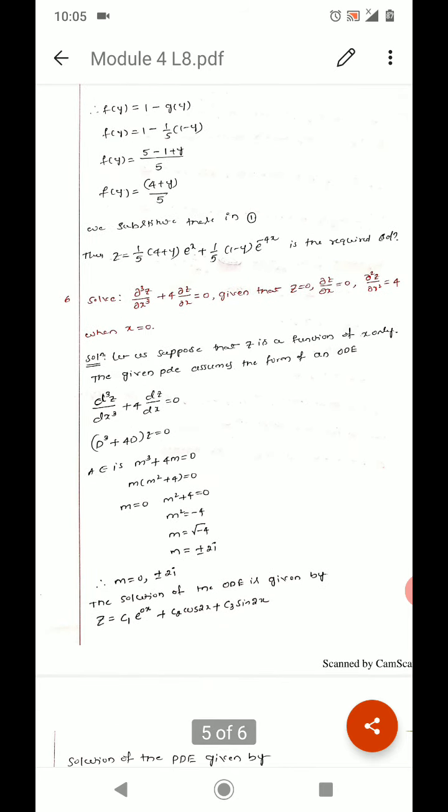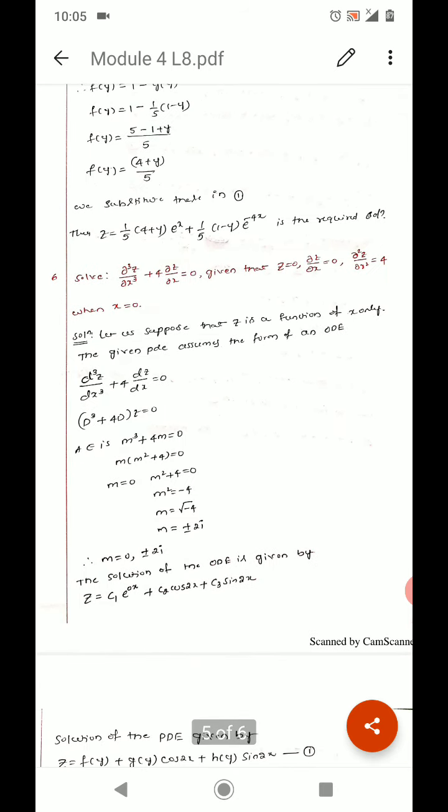So next we have the problem del cube z by del x cube plus 4 into del z by del x equal to 0. Given that z is equal to 0 and del z by del x equal to 0, del square z by del x square is equal to 4 when x equal to 0.